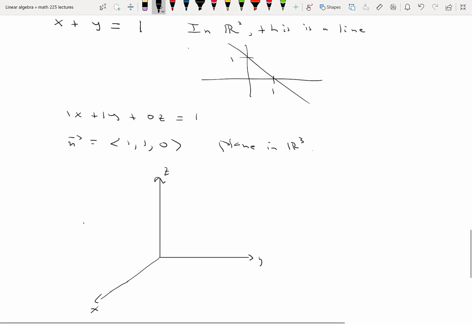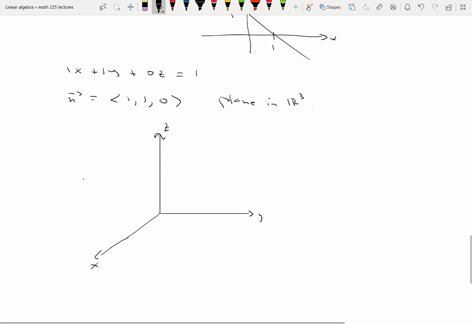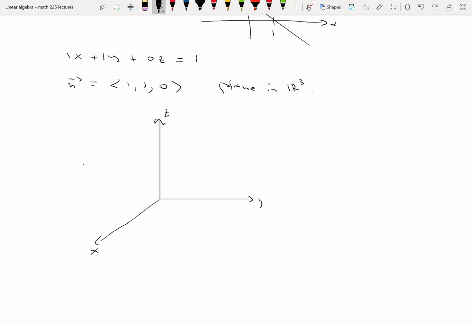So let's draw that line that I just drew, the line above in the xy plane. Let's draw that in the corresponding portion of 3 space. Here's x equals 1. Here's y equals 1. I'm only going to draw a portion of that line in the first octant. So here.